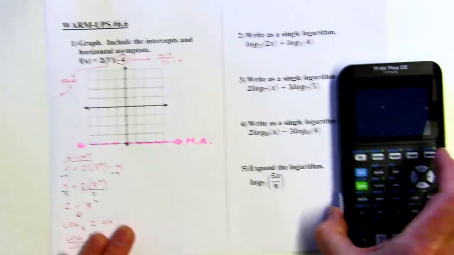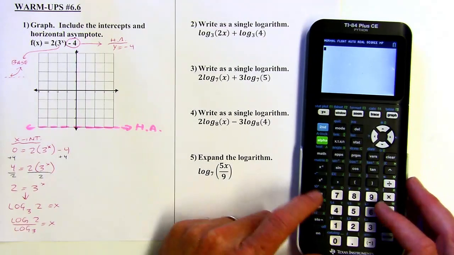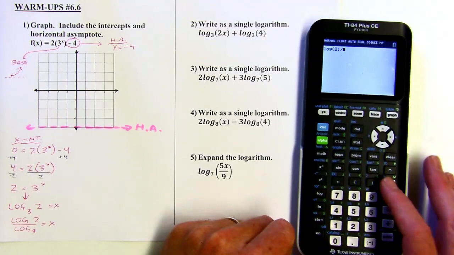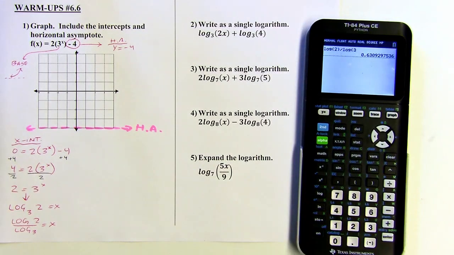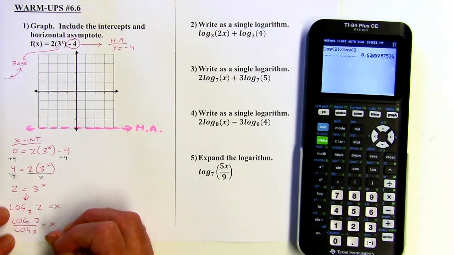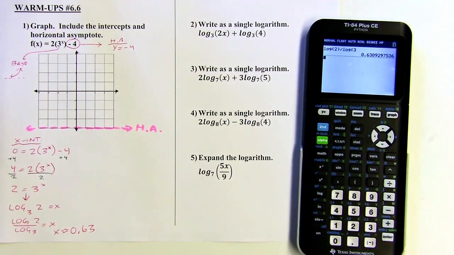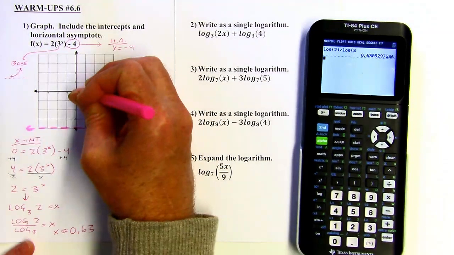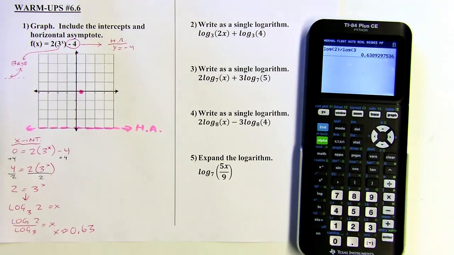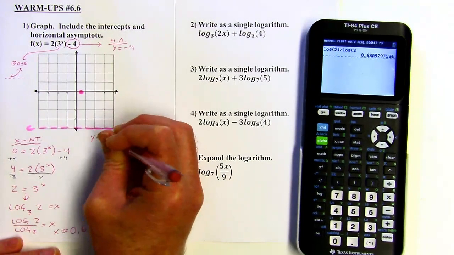Okay, let's go ahead and put it in here. I'll put my calculator here. Let's see, log of 2. Don't forget to close the parentheses and divide by log of 3. And then we've got 0.63. Okay, so let's put that into the graph, 0.63. I can't get too accurate with that, but something like that, right? Just eyeballing about 0.6.